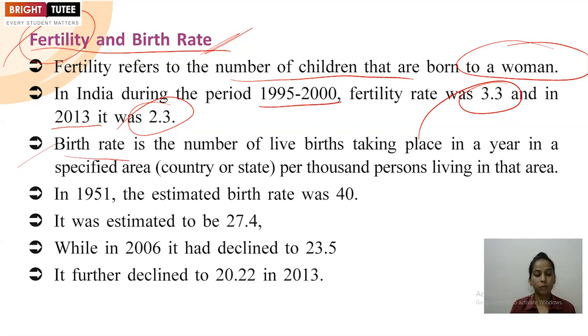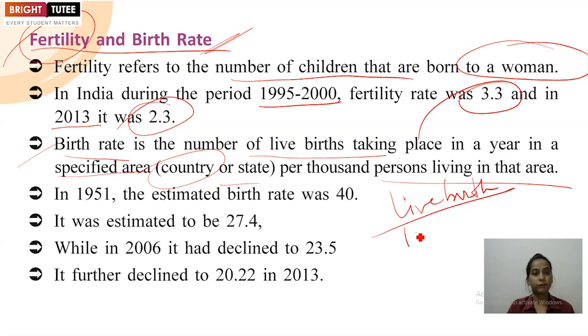Birth rate is the number of live births taking place in a year in any specified area, it can be a country or a state, per 1,000 persons living in that area. So this is the way to calculate birth rate, means live births divided by 1,000 persons living in that area. We have to calculate birth rate like that.